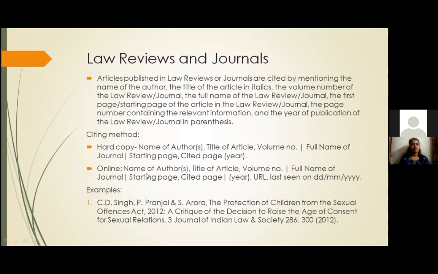Then journals and law reviews go like this. The citing method has been mentioned over here for hard copy and online as well. These are the sequences to be followed.